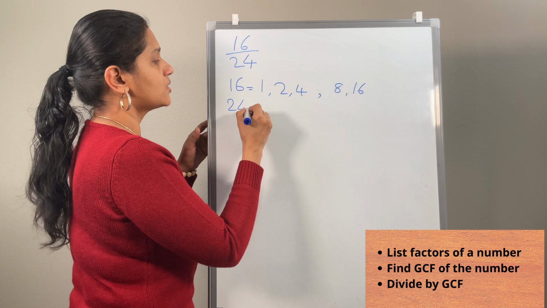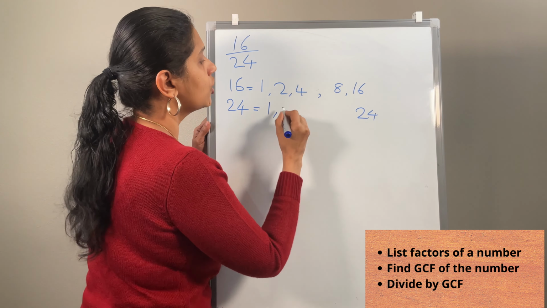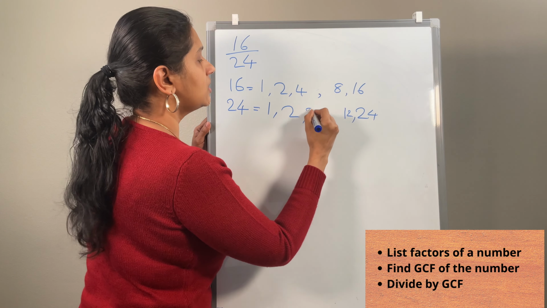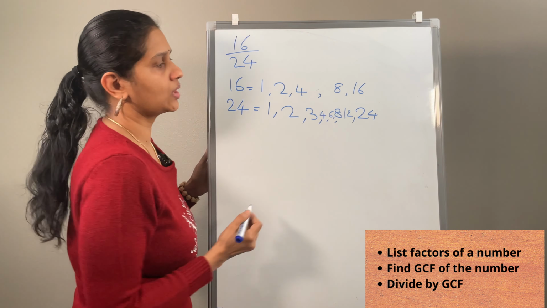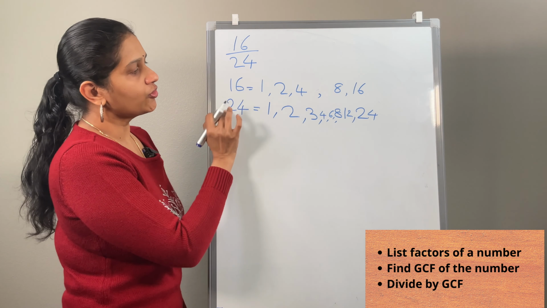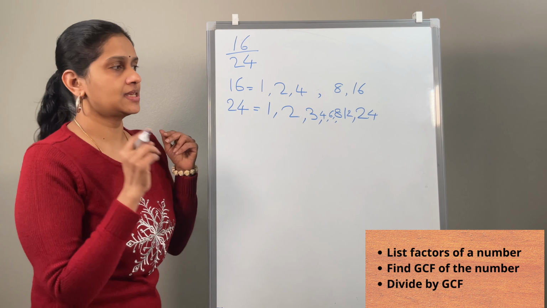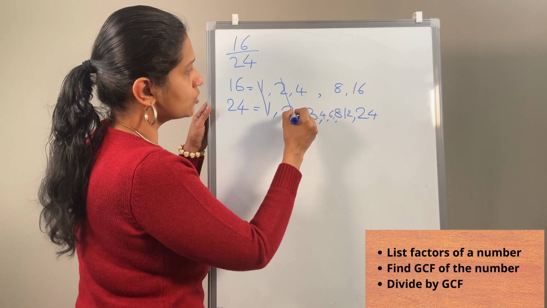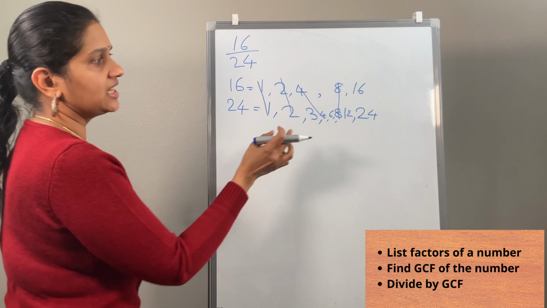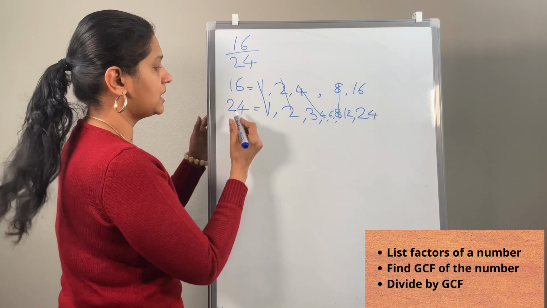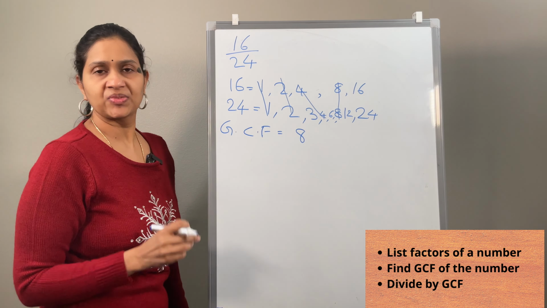Now what are all the factors of 24? Factors of 24: 1, 24, 2 times 12, 3 times 8, 4 times 6. 6 fours are 24. There are no other factors. So now you have found the factors of 16 and 24. What is the second point? Find the GCF. 1 is common, 2 is common, 4 is common, 8 is common. That's it. So what is the greatest number which is common in both? It's going to be 8. So GCF of these numbers is going to be 8. That is the second point.